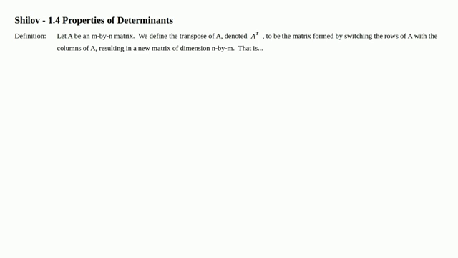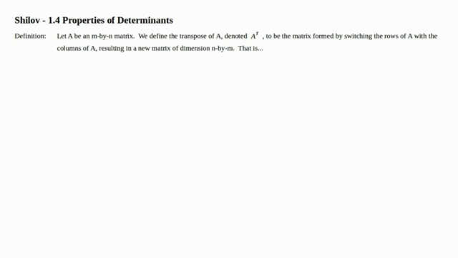But here we go. We're not going to actually prove a proposition in this, but we're going to talk about a definition here. So, to start off with the definition, let A be an m by n matrix. We define the transpose of A, denoted A with a superscript T, T for transpose, to be the matrix formed by switching the rows of A with the columns of A, resulting in a new matrix of dimension n by m rather than m by n, right?